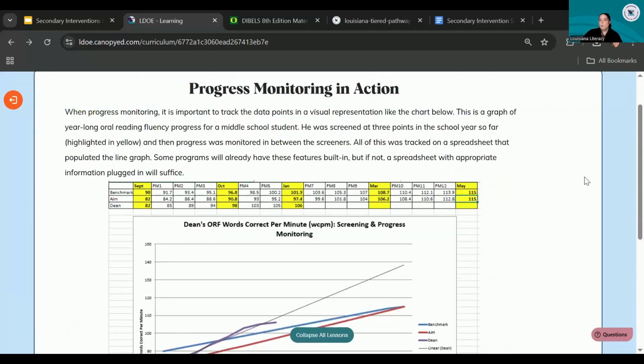Okay, so let's look at some progress monitoring examples in action. It's important to track those data points in that visual representation because not only are you able to see trends as the instructor, but you are also better informed when you communicate with the student and with parents as well. They can see how the student is progressing as a result of the intervention that you are giving. So this graph that I'm going to show you is from a year-long oral reading fluency progress monitoring of a middle school student.